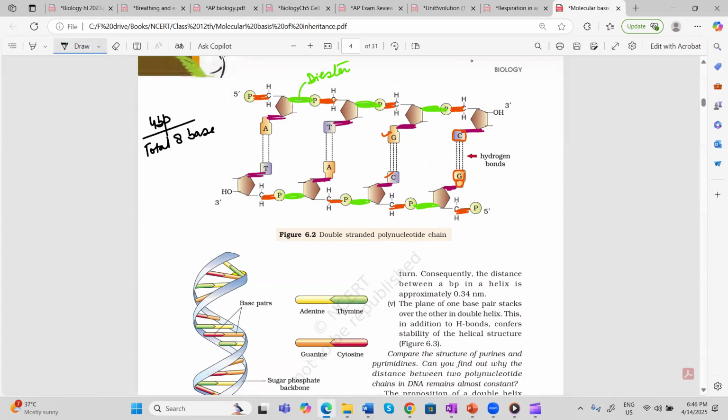6. So it means if they give you base pairs, you have to first multiply it by 2. You will get the total. Minus 2 will give you the answer for diester. Can I make this a formula? Yes, ma'am. Clear na? Pakka? Yes, ma'am. Now question.